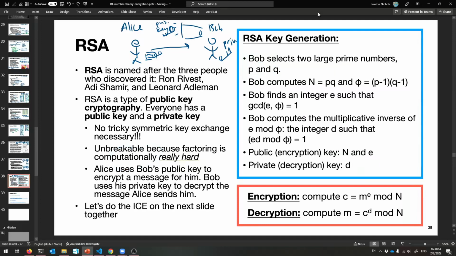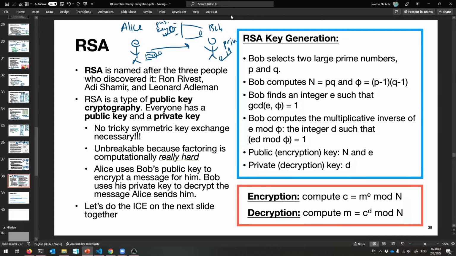Then Bob does this. He calculates the number n, their multiple, and a number phi, their multiple after subtracting 1, okay, those special numbers. Then Bob finds an integer e such that this is true: e and phi GCD together is 1, because that will allow you to find a multiplicative inverse of those numbers. So you just try a bunch of possible e's until you find one that works for phi. And then you can go and calculate the multiplicative inverse. That's why we learned all this stuff.